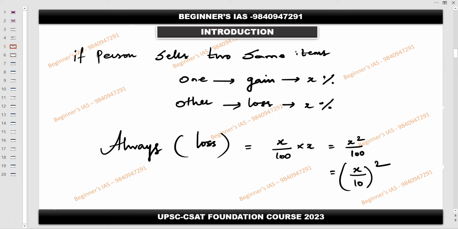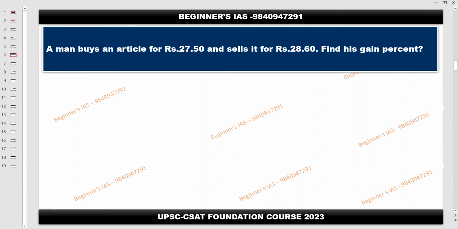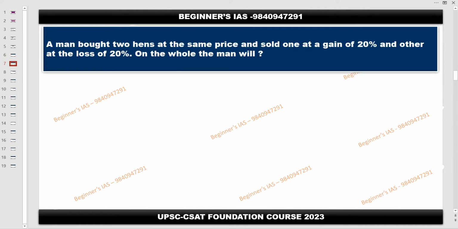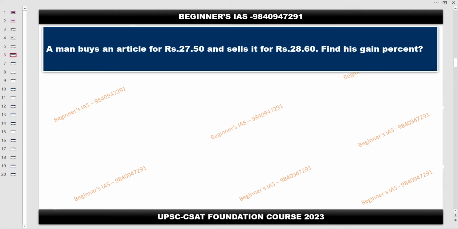So let us solve some basic questions, and then we move on to some concepts. The concept is enough for now. Let us start with some basic questions, and then some miscellaneous type of questions, and during that time I'll give you some more concepts. Okay, so that is important. So here it's a basic question. Solve this, then we move on to the other concepts.